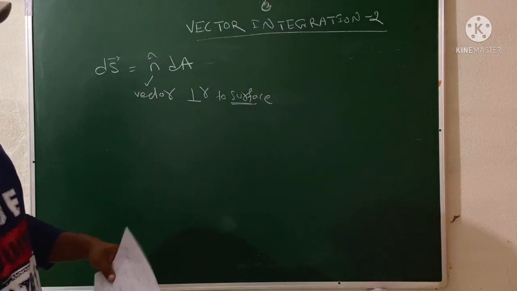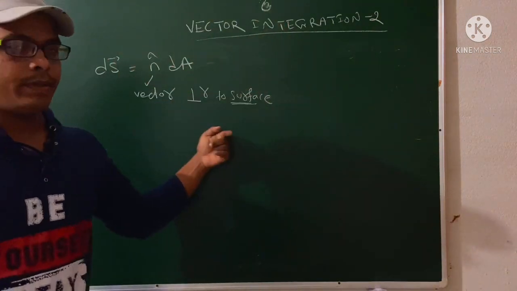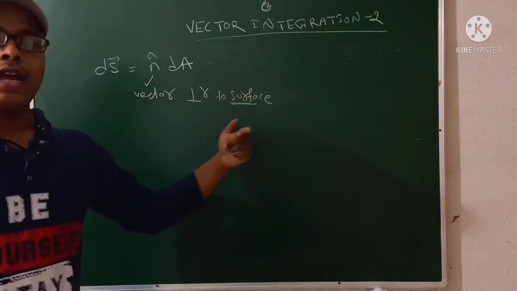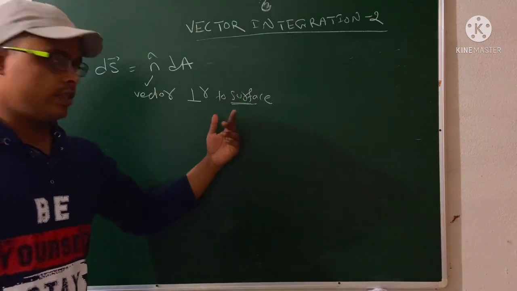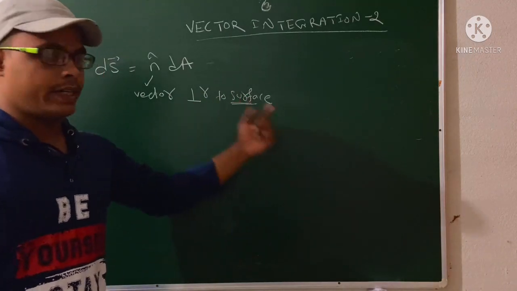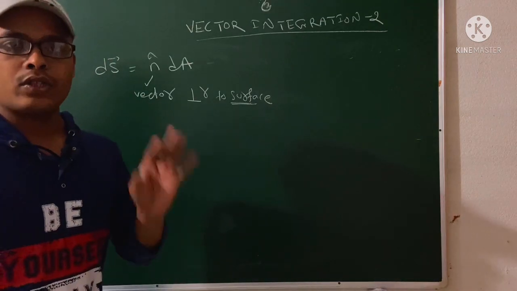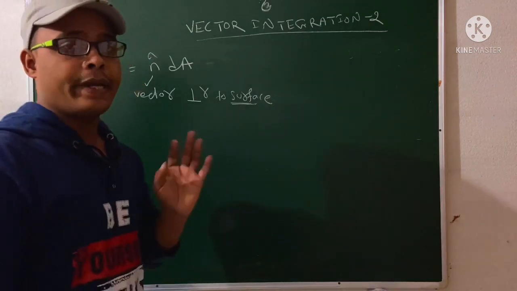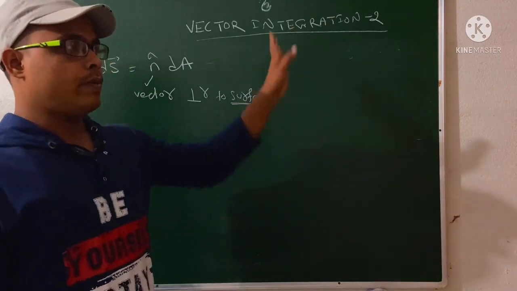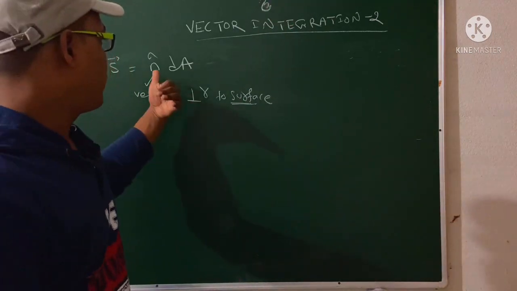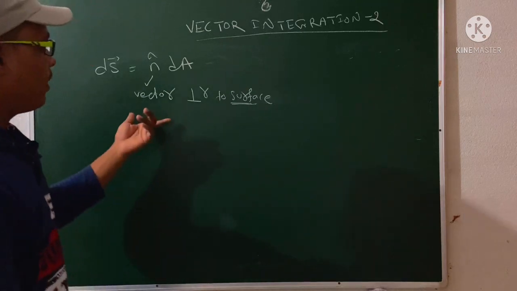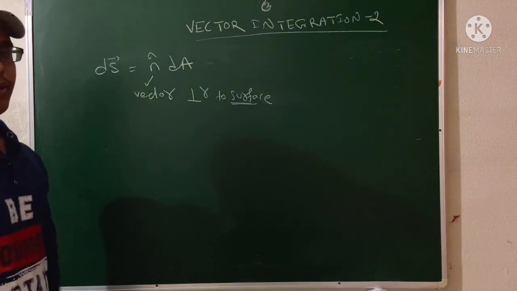That means if this is the surface, then n cap is the direction of the surface, outward, because it is two-dimensional. So if it rotates, the perpendicular will give you the surface direction. Remember, the surface direction is always perpendicular to the surface. That means if you are taking the xy plane, then your n cap will be k cap. If you are taking the yz plane, then your n cap will be i cap.